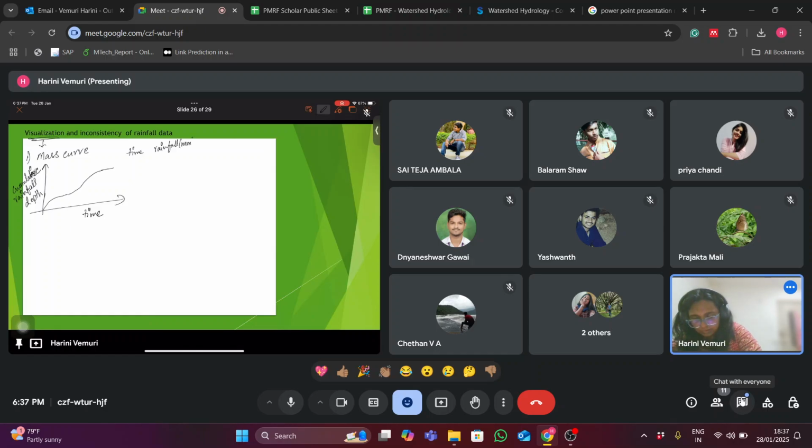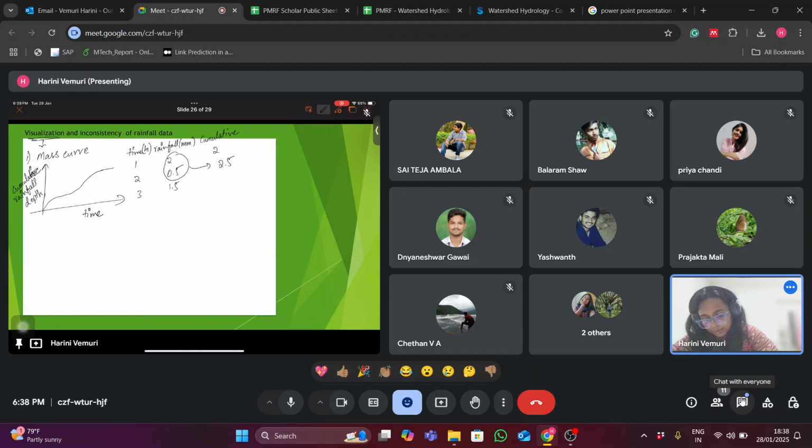So in 1 hour, we have some 2 mm of rainfall. In the second hour, we have 0.5 mm. In the third hour, we have 1.5 mm. So the cumulative rainfall will be: in the first hour, we have 2 mm. In total, in two hours, how much rainfall happened? We add these two to get 2.5. So we say 2.5 mm of rainfall occurred in 2 hours.